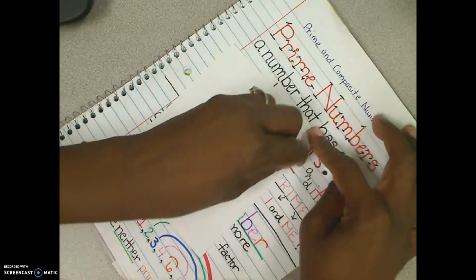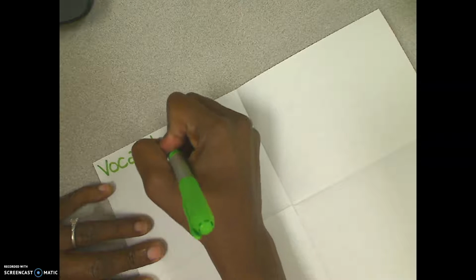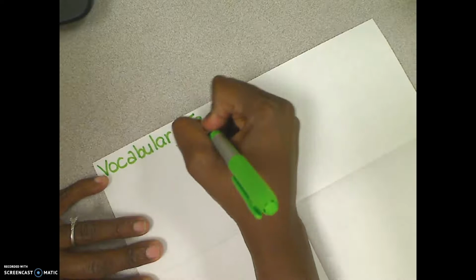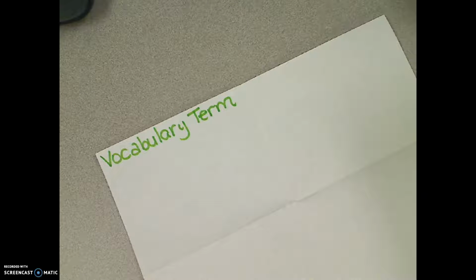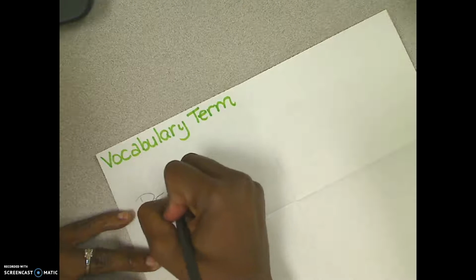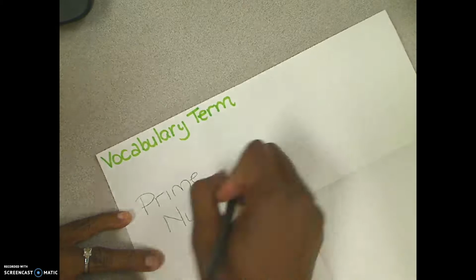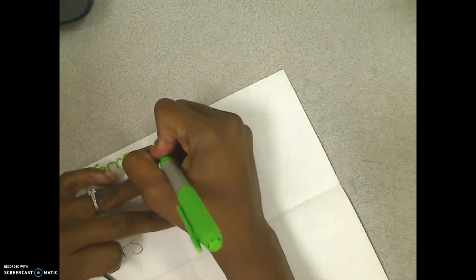Perfect lines. Perfecto. Open it up, and you have 4 boxes. And basically on here, we're going to put the vocabulary term. And this one's going to be prime numbers. Over here, you're going to give me a representation of what prime numbers look like.